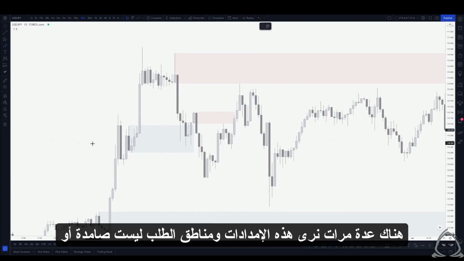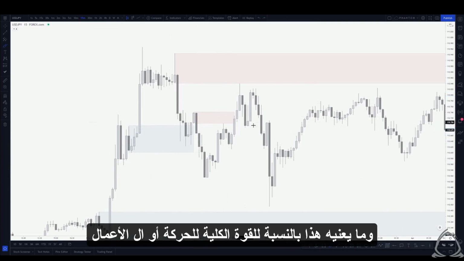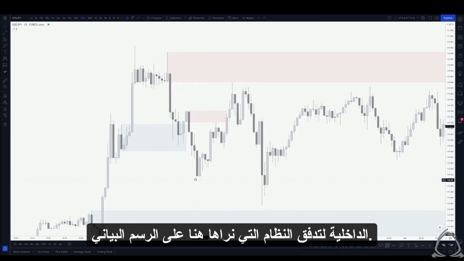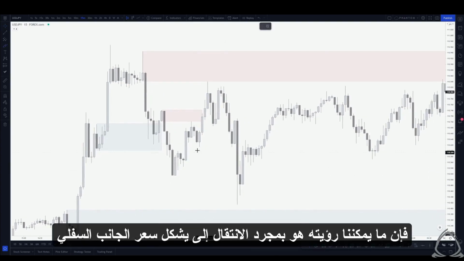And like I said, there are many times where we're seeing that these supply and demand zones are just not holding, and we'll be able to build up frameworks of why these particular zones are not holding and what this is implying about the overall strength of the move or the inner workings of the order flow that we're seeing here on the chart.